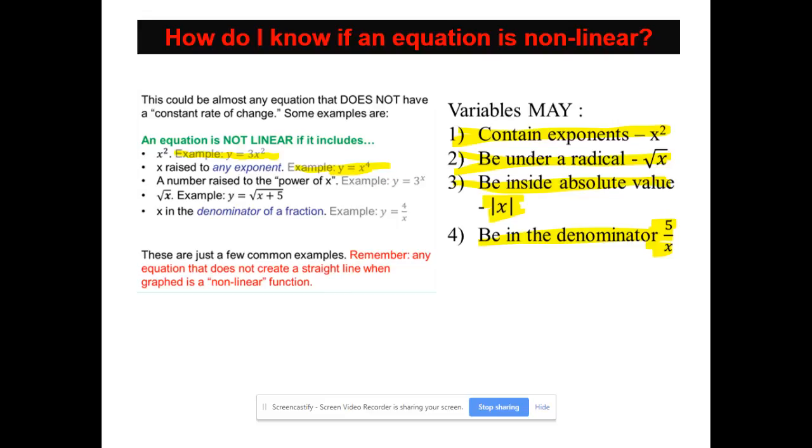A number raised to the power of x. If our exponent is a variable, again, seeing an exponent should be an automatic clue, nonlinear. Y equals the square root of x plus 5. No square root symbols, it cannot have a radical. Or a variable in the denominator, such as y equals 4 over x. If we can look for these common patterns, this can help us understand whether an equation is linear or nonlinear. Again, these are just a few common examples. Remember, any equation that does not create a straight line when graphed is a nonlinear function.